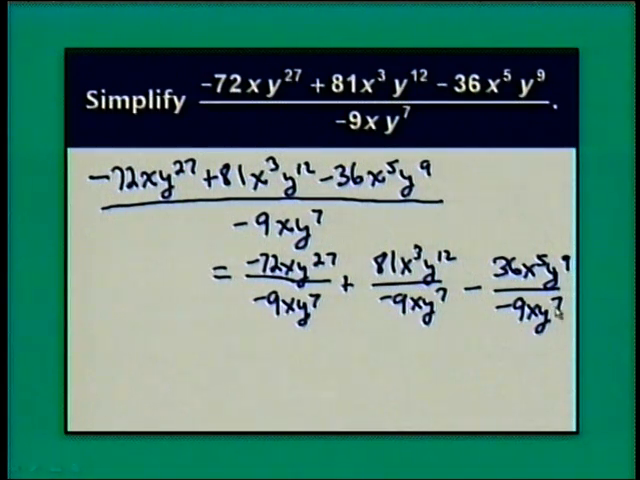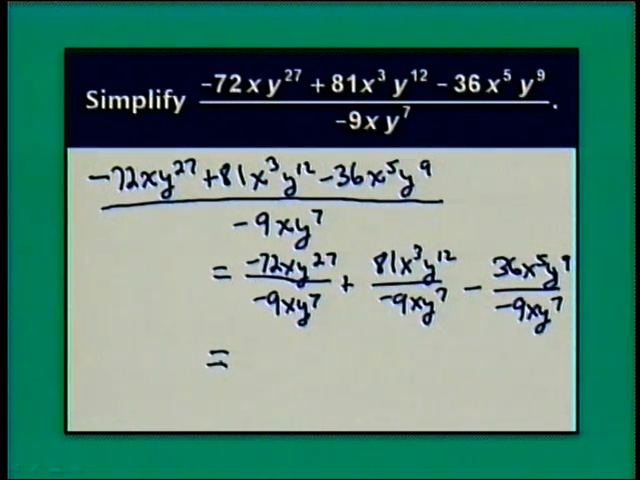The first problem I'm seeing is -72xy to the 27th divided by -9xy to the 7th. The second problem I'm seeing is 81x cubed y to the 12th divided by -9xy to the 7th. And the third problem I'm seeing is 36x to the 5th y to the 9th divided by -9xy to the 7th. The only thing I need to do in addition to working those three problems is to remember to put a plus sign between the first two results and a subtraction sign between the second two results. So let's go ahead and do that.